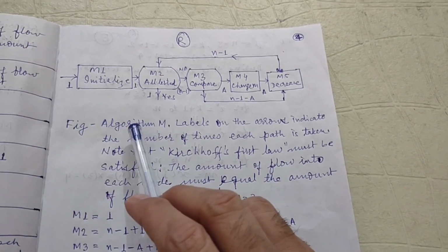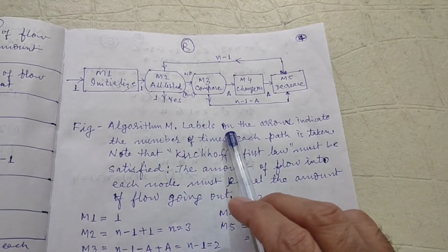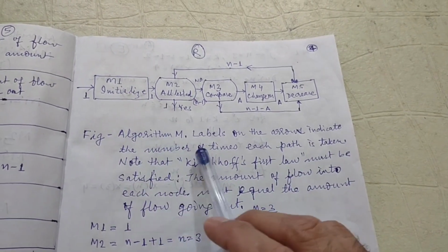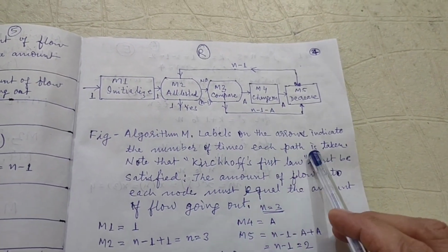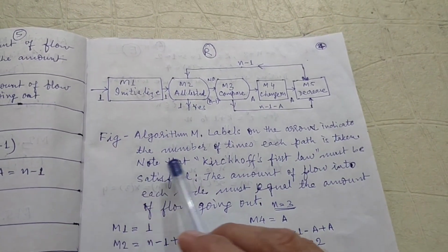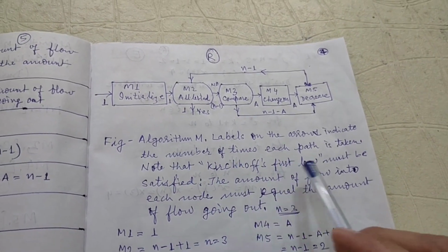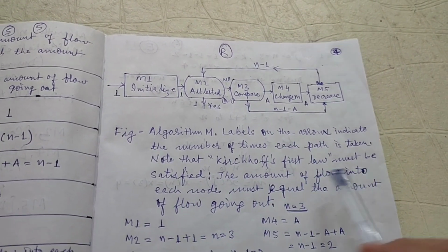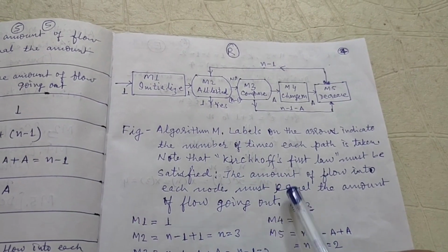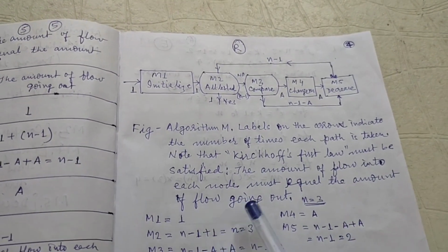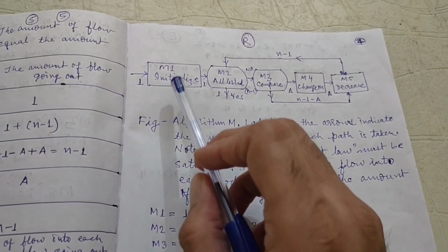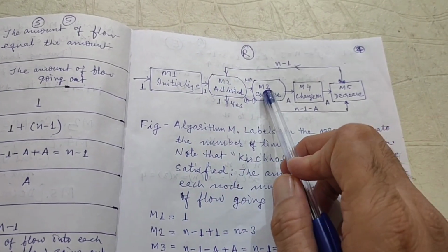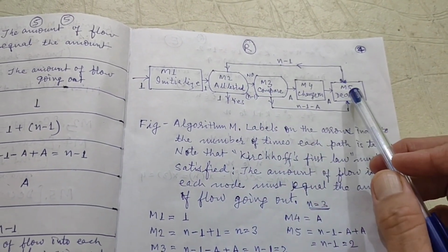Figure: algorithm M. Labels on the arrows indicate the number of times each path is taken. Note that Kirchhoff's first law must be satisfied. The amount of flow into each node must equal the amount of flow going out. So this is step M1 initialization, M2 all tested, M3 compare, M4 change m, M5 decrease.